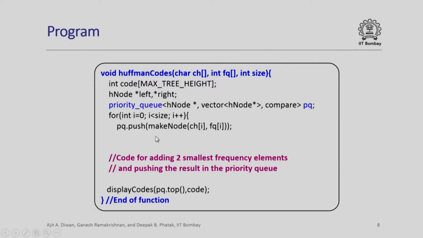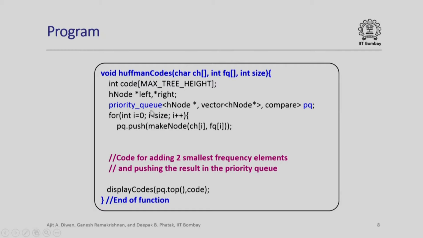Please note that when we insert them, we use the pq.push function. We have seen that function, how these nodes get inserted. Now, we have to add code for adding two smallest frequency elements and pushing back the result in the priority queue. At the end, we will have to display all the codes, for which we invoke the display function. So, note the very simple but important thing.